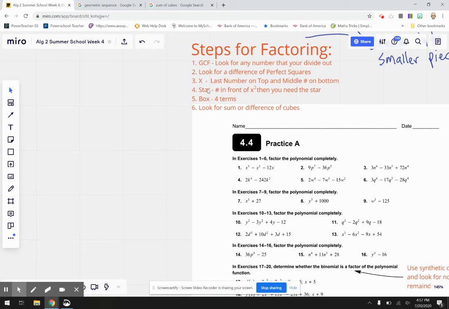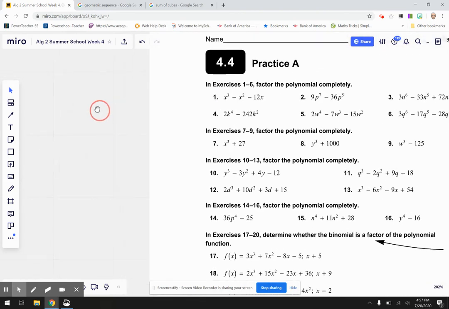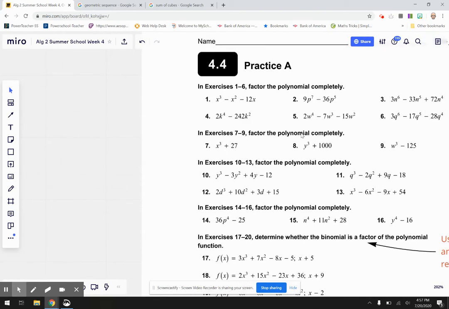You might need the star method, which means there is a number in front of x squared, like you see this 2 right here in front of the w to the 4th or whatever. We might need that. We would use the star. We could show you that. If there's 4 terms, we want to use what we call the box. And 6 terms, number 6 means you might have a sum or a difference of cubes. You're going to see that here on 7, 8, and 9. So let's check out the first 6, and we'll see what they look like.